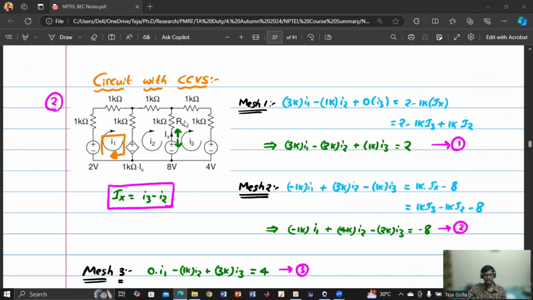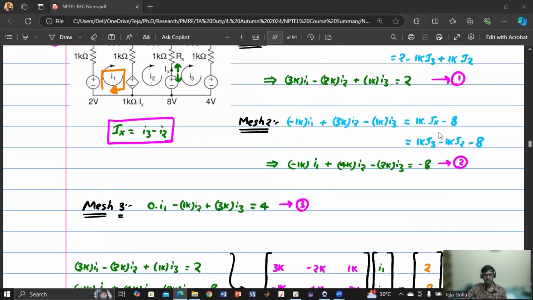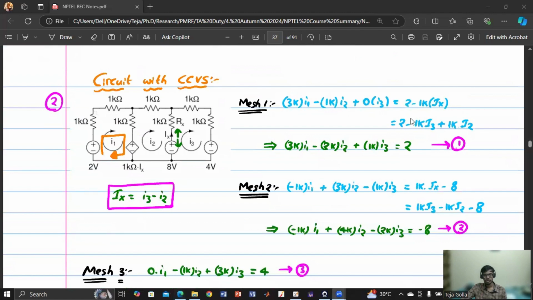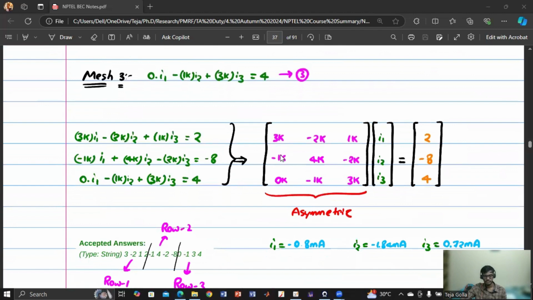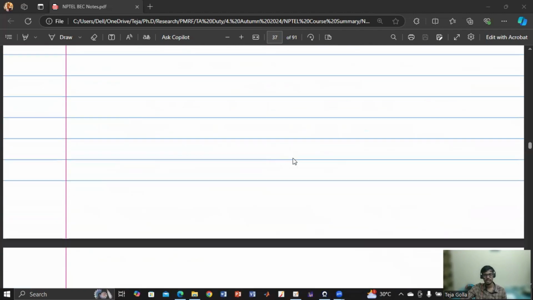And then mesh 3, it is normal. It is having resistors and an independent voltage source. So again, now if you see, it is asymmetric because this dependent voltage source is injecting one term, which is changing the matrix. Because of that, we are getting an asymmetric matrix, and by applying the inversion of this matrix, we can get the currents.